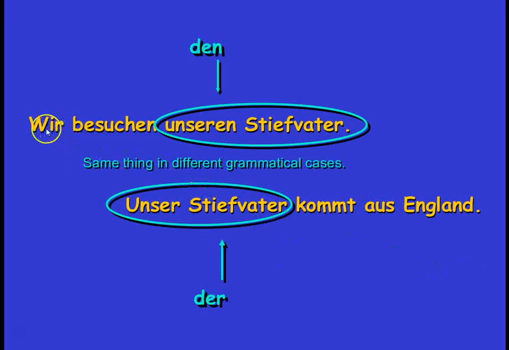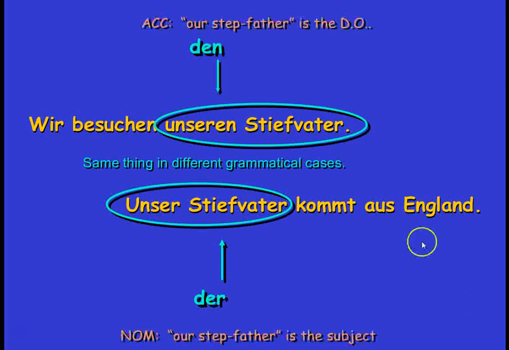So how do we take we visit our stepfather, comes from England, and we could say we visit our stepfather who comes from England, or our stepfather, comma, who we visit, comma, comes from England. So just believe me that those are the relative pronouns. So once again, like I said, direct object versus the subject. So how does that transpire?